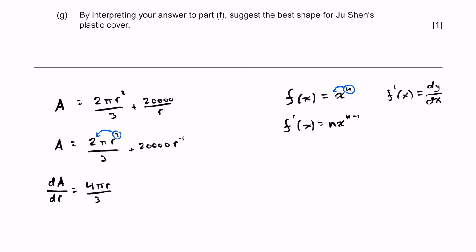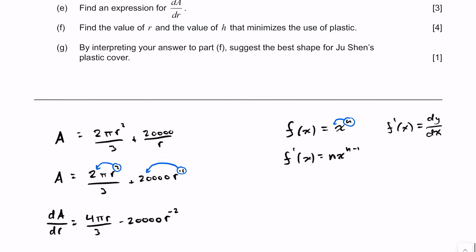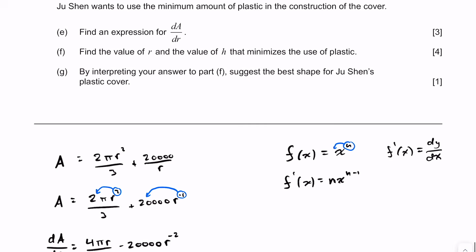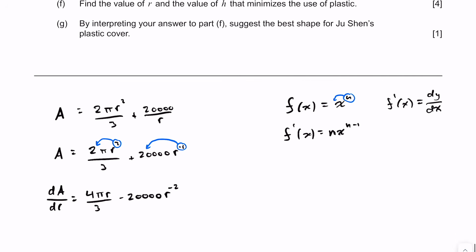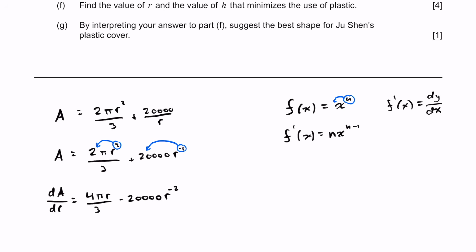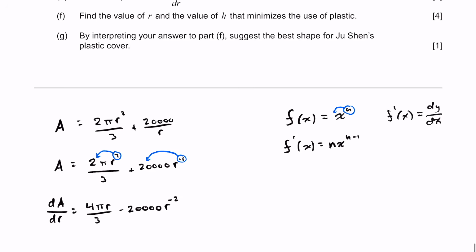Now let's go to the second term right here. What are we going to do? Let's take this negative 1, multiply it out in front. So negative 1 times 20,000 is now negative 20,000. r used to be negative 1. Take 1 away from that. Now it's negative 2. Okay. And that's it. So find an expression for dA/dr. There it is: 4 pi r over 3 minus 20,000 r to the negative 2.